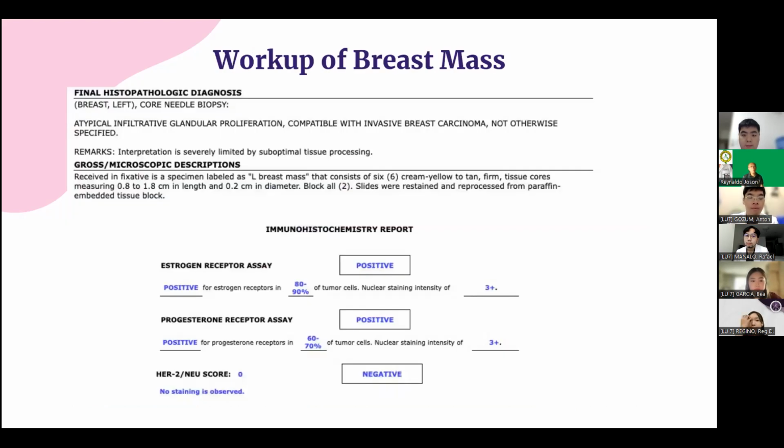here we present the results of our patient, the core needle biopsy results as well as immunohistochemistry results. We can see here that the core needle biopsy revealed a typical infiltrative glandular proliferation compatible with invasive breast carcinoma, not otherwise specified, meaning our patient has invasive ductal carcinoma. And for the immunohistochemistry, for ER, PR, and HER2, ER and PR are positive, and HER2/neu was negative on IHC staining. Okay, so next slide, please.